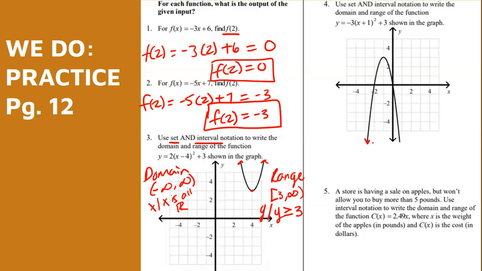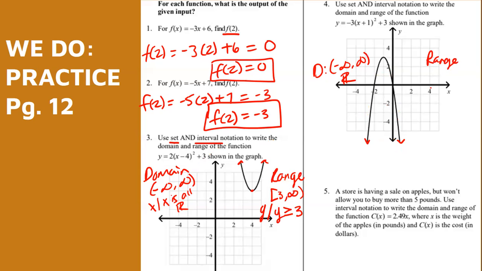So again, we're going to do it again. Just make sure we're all here. So again, I have a quadratic. The domain for this is still going to be negative infinity to positive infinity, all real numbers, right? We agree? All right.